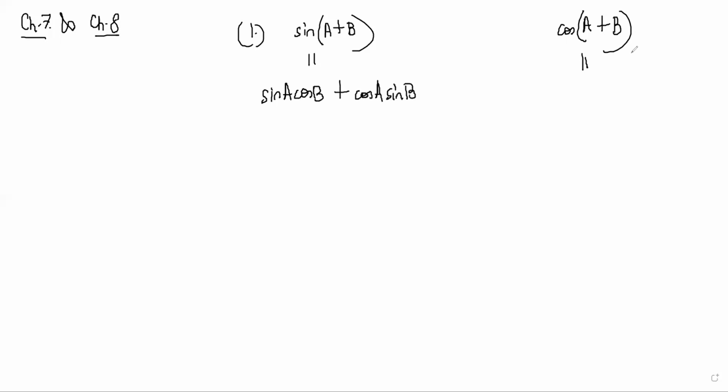And similarly, cos of a plus b is actually cos a cos b minus sine a sine b. Same, yes. Okay. So how does this come? That is what we have to figure out.